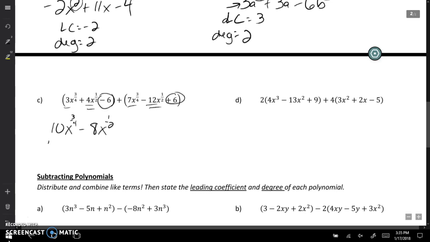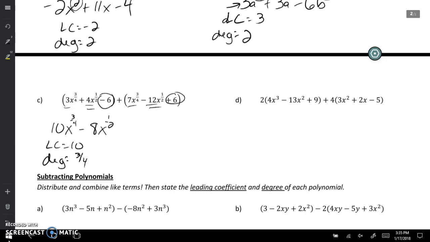Okay, in terms of that, my leading coefficient then is 10 because it's the number that's in front. Okay, and then my degree ends up being 3/4 degree. All right. Ooh, D. Hopefully you picked up on this one.